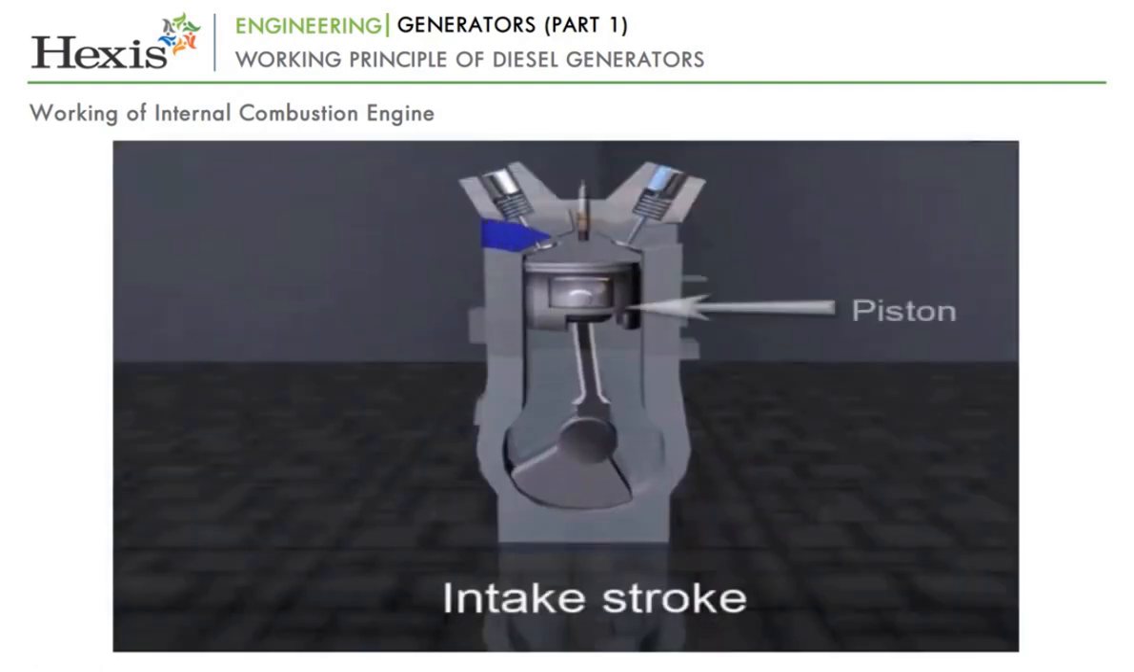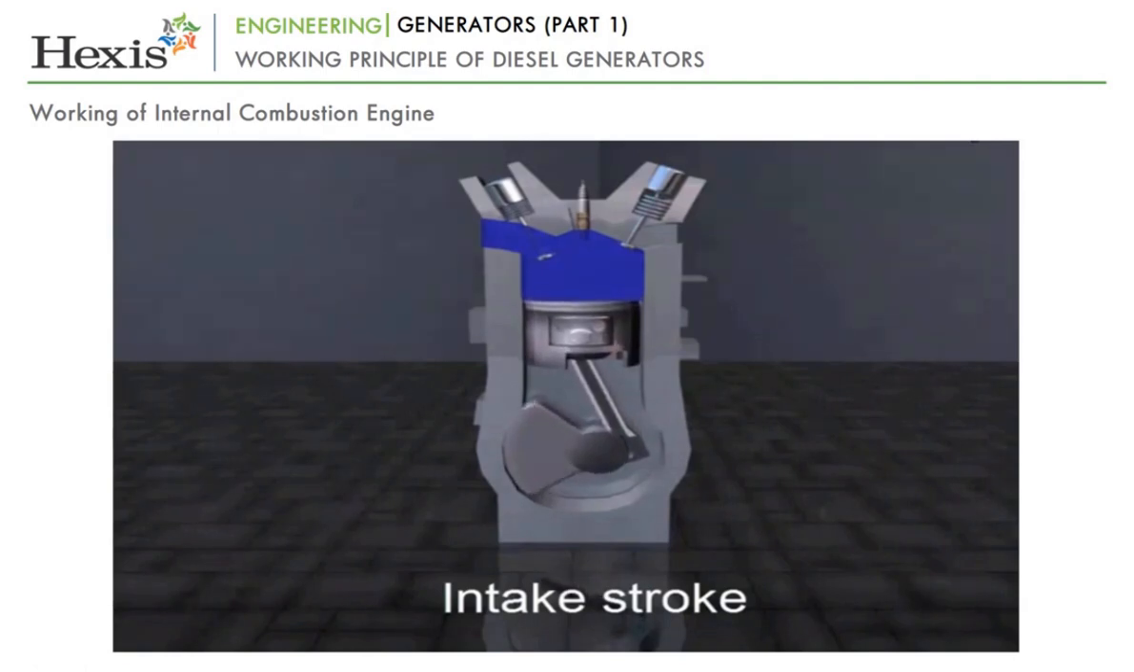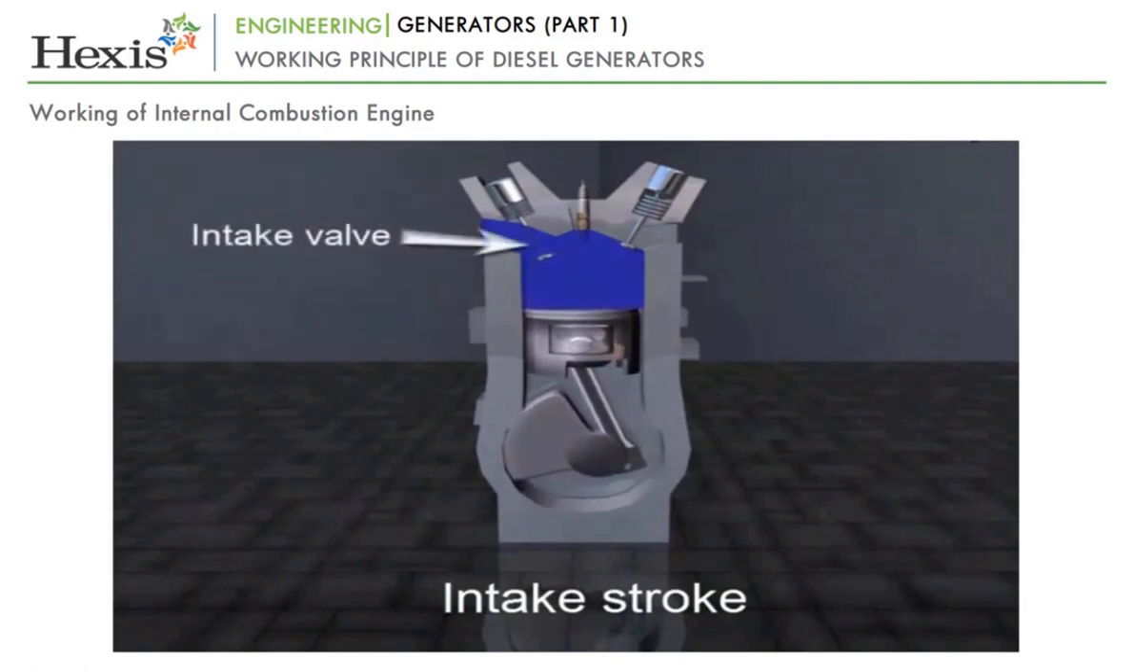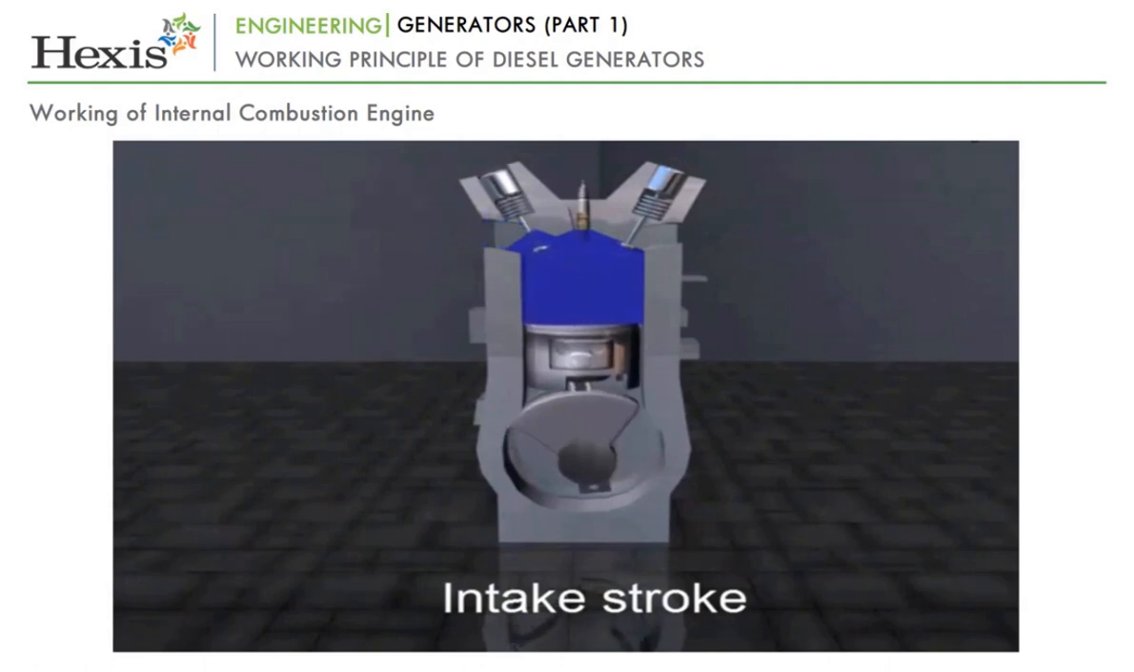During the intake stroke, the piston descends from the top of the cylinder to the bottom of the cylinder, reducing the pressure inside the cylinder. Simultaneously, the intake valve is opened and a mixture of fuel and air is forced by atmospheric pressure into the cylinder through the intake port.